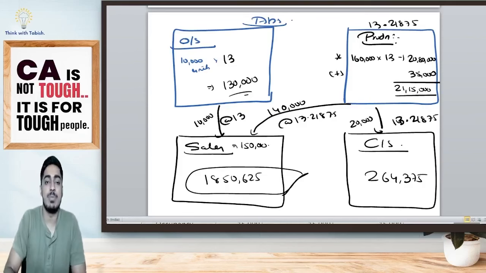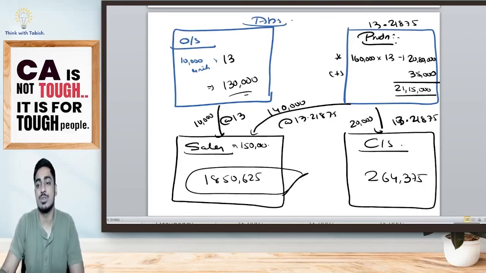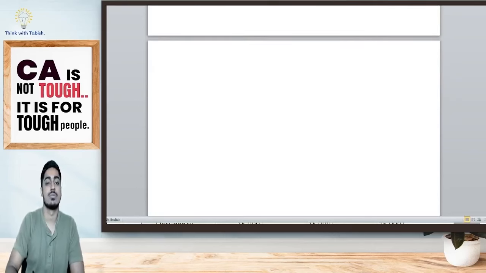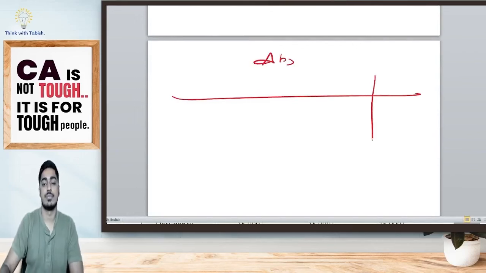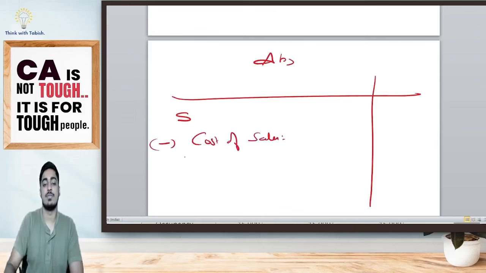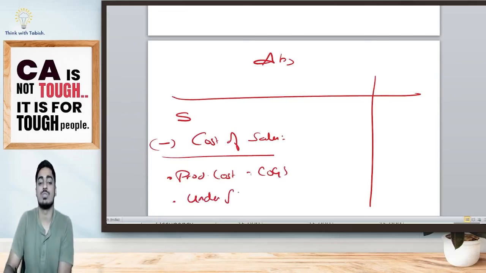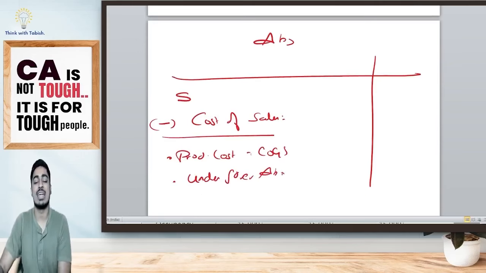Now I will prepare my profit statement as per absorption costing, students. Look at this. First I will take my sales less my cost of sales. First I will put my product cost, which is my cost of goods sold. Then I check whether I have any under or over absorption. Then whatever non-product cost is there, I will directly put.